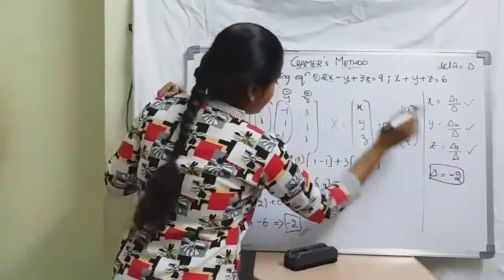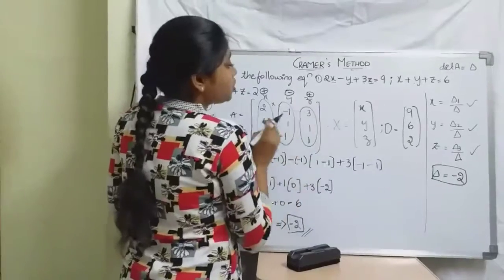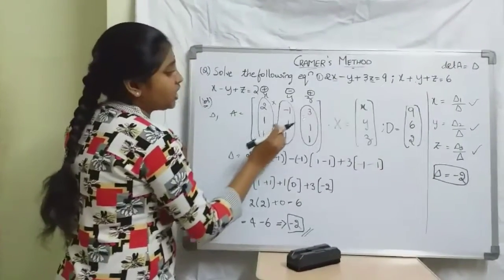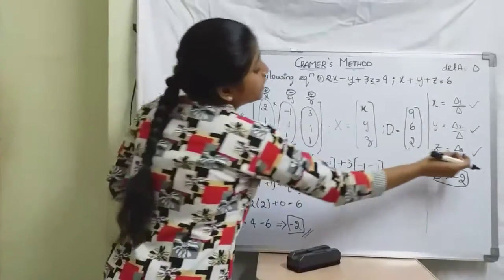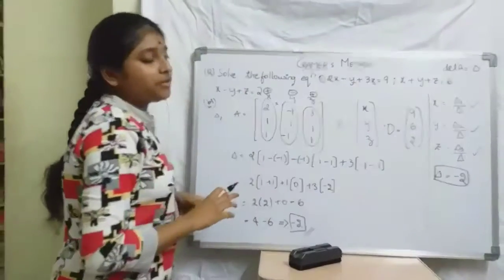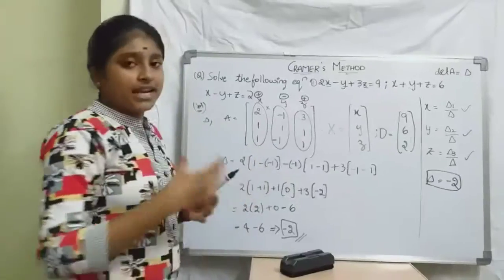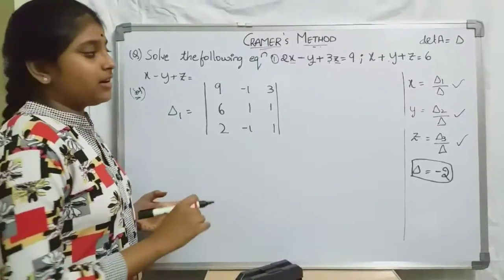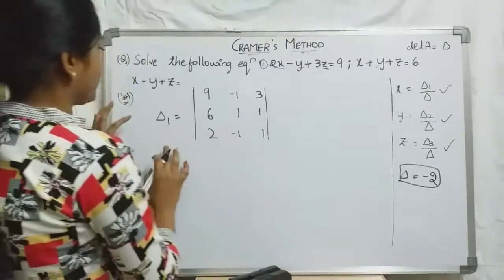For delta 3 we need to remove the third column. So in delta 1 we need to remove the first column, in delta 2 the second column, in delta 3 the third column. If we solve it, you will get an idea how to do it. Okay. Now we will continue from here.